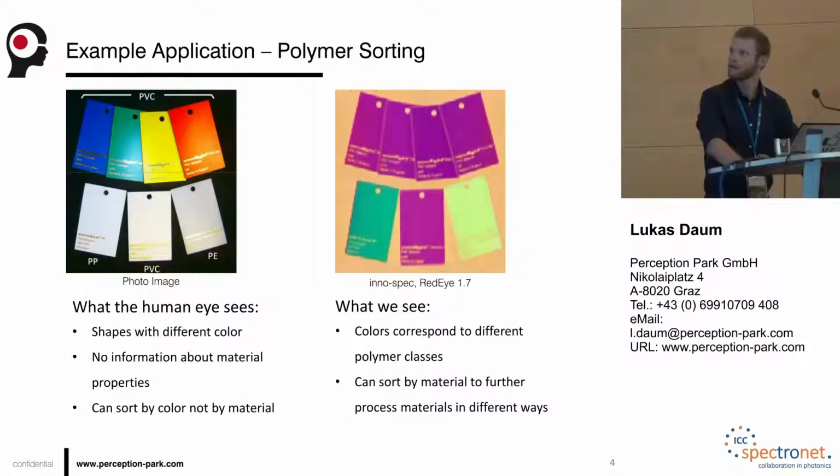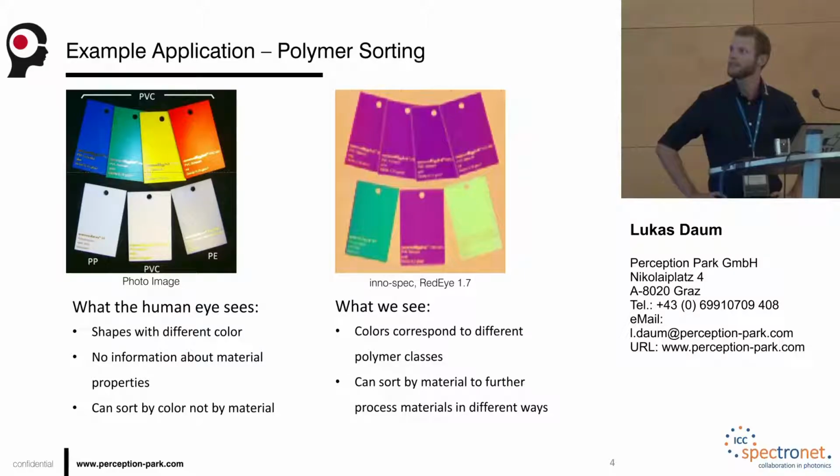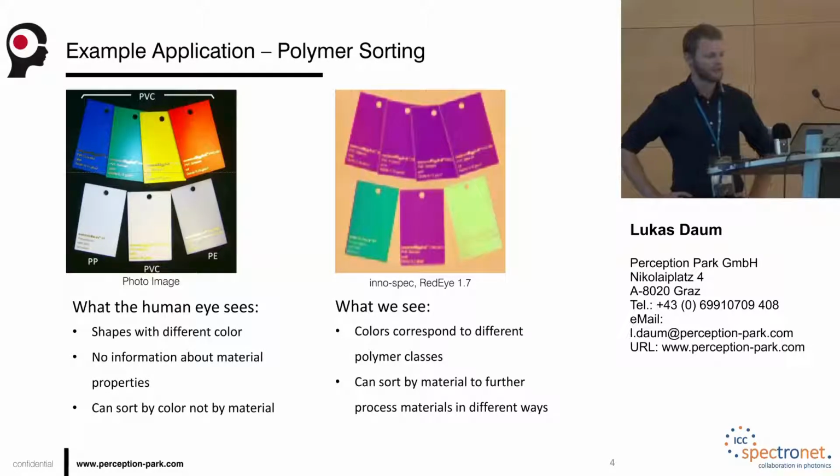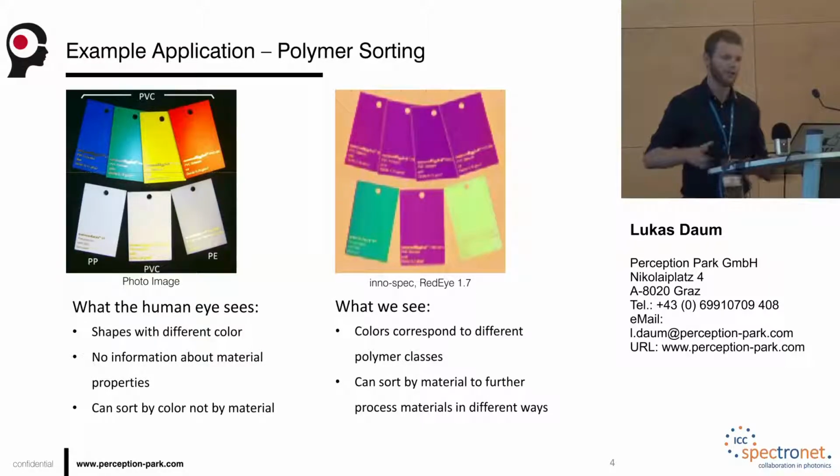I have two examples that show what our system does. The first shows polymer sorting. You have on the left side an original image. It shows some plastic pieces of different colors. You can see the color, but you cannot see the material. On the right side, you can see the output of our system. And here you can see each material is assigned its own color. So now you can start sorting by material.